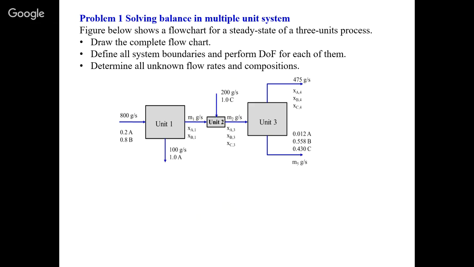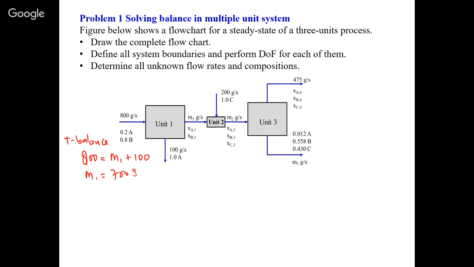So the balance number one is that the total mass that come in 800 equals M1 plus 100. Yeah, this is from the total balance. So here we will get M1 equal to 700 gram per second. So next we can go to the B balance. Why we go to the B balance? Because B appears only in two streams, which is stream number one here and another stream here.